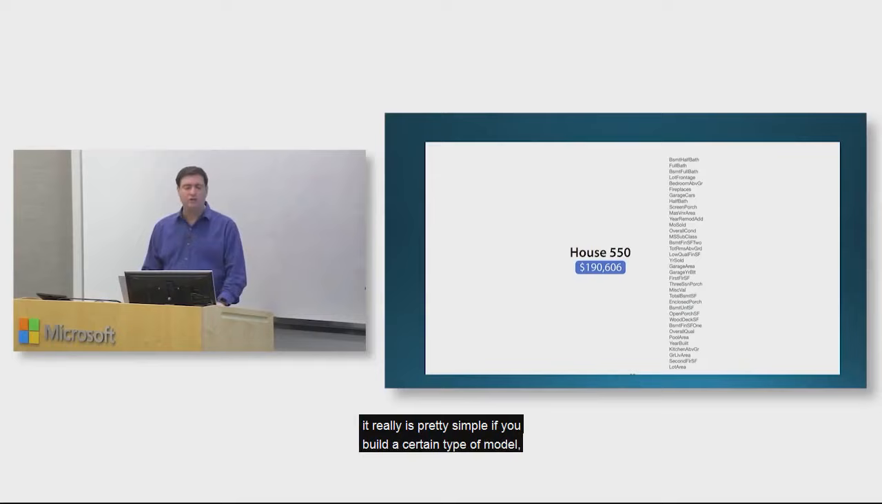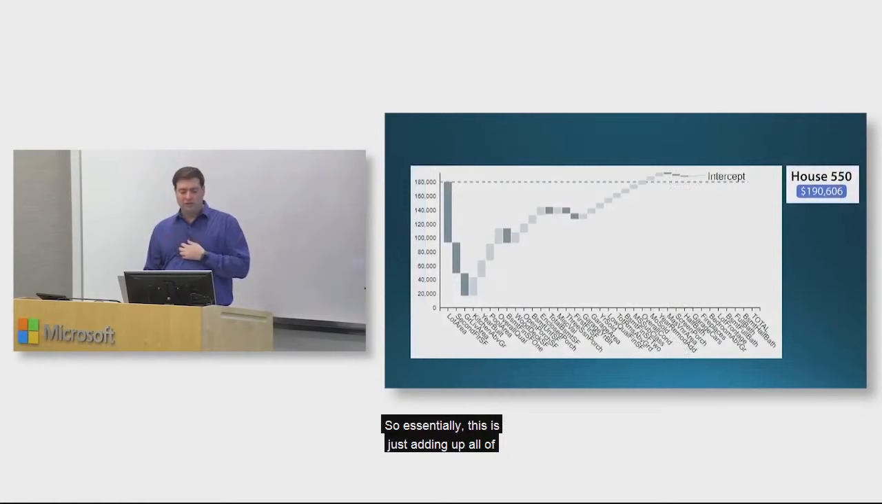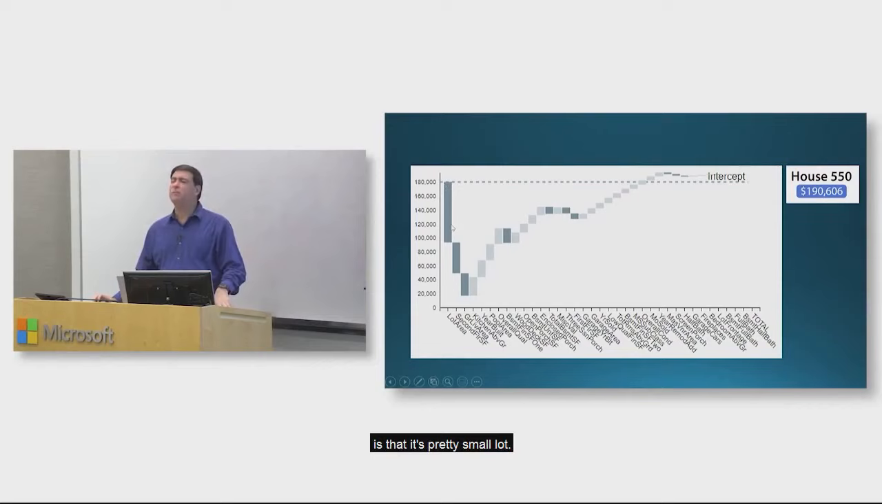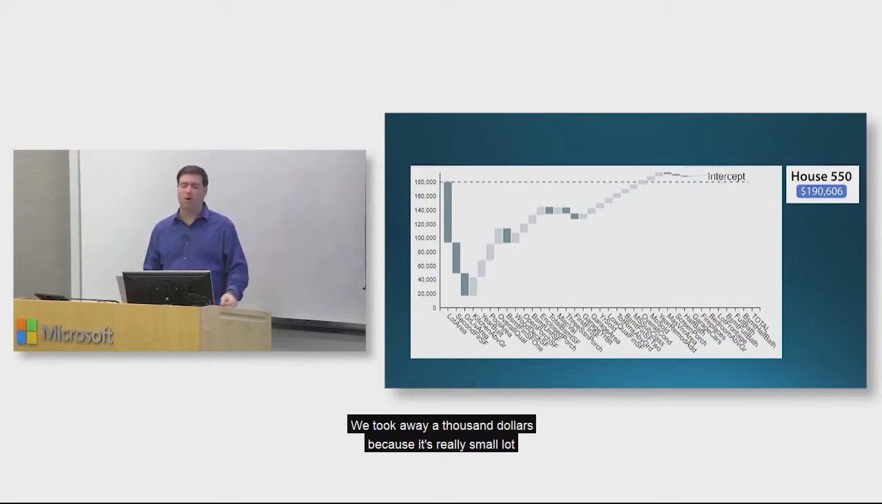If you build a certain type of model, called a generalized additive model, you just add up all these features. So essentially, this is just adding up all these features for house number 550. We predict that it will sell for $190,000. The negative about this is that it's a pretty small lot. So from the overall average house for all the houses, we took away $80,000 because it's a really small lot.